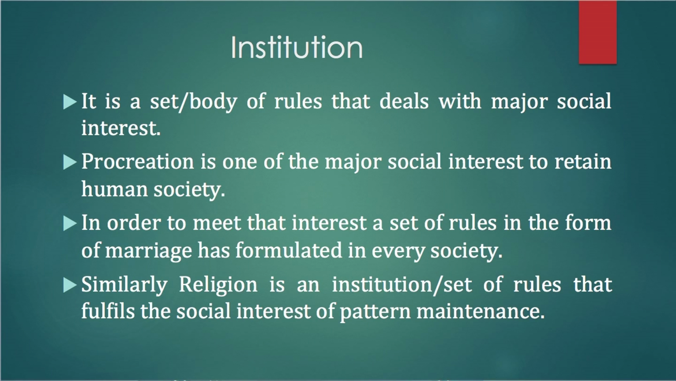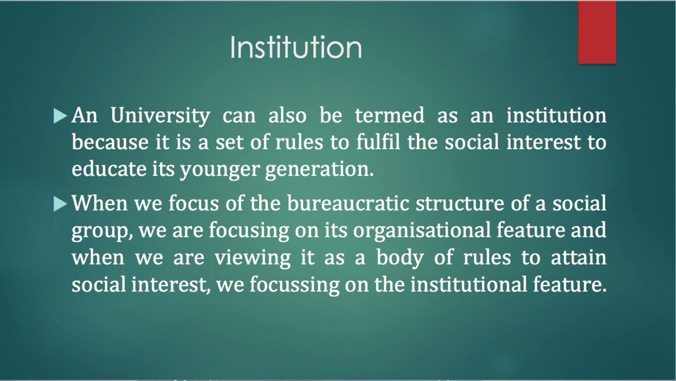Similarly, religion as an institution is a set of rules that tries to fulfill the social interest for pattern maintenance of a society. A university can also be termed an institution because it is a set of rules to fulfill the social interest to educate its younger generation. When we focus on the bureaucratic structure of a social group, we are focusing on the organizational feature, and when we are viewing it as a body of rules to attain a social interest, then we are focusing on the institutional feature of a social group.